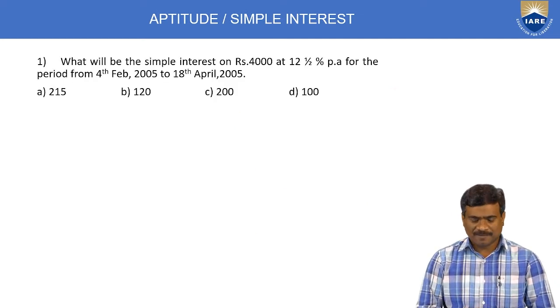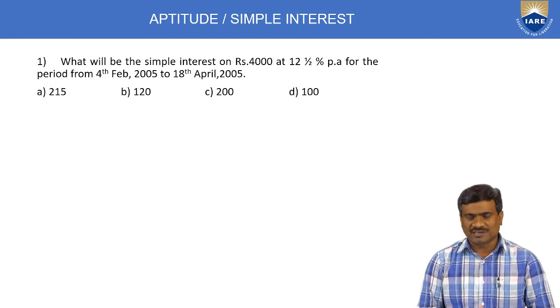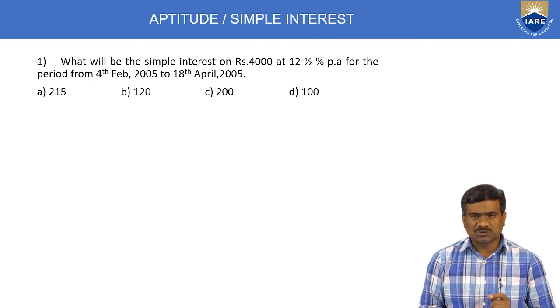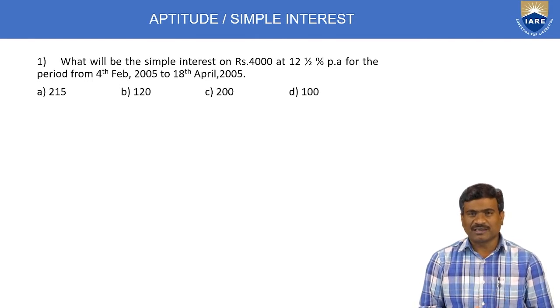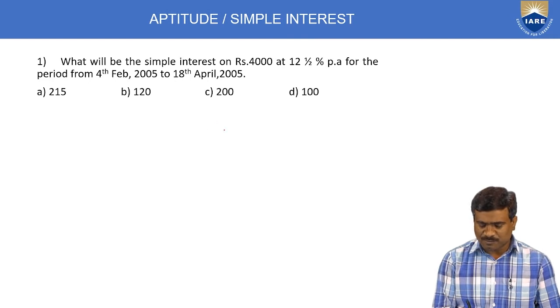First example: what will be the simple interest on rupees 4,000 at 12 1/2 percentage per annum for the period from 4th February 2005 to 18th April 2005? Option A 215, B 120, C 200, D 100. Here, what will be the simple interest? Calculate simple interest. We know that simple interest is equal to PT or by 100.